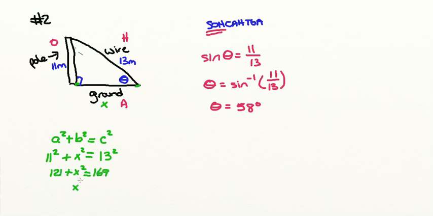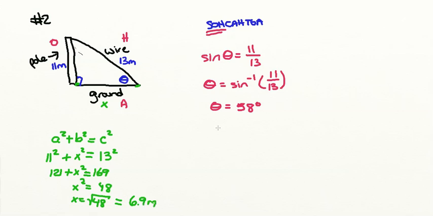Subtract 121 from both sides. X squared equals 48. X equals the root of 48. And we want the answer to 0.1 meters. So we can use our calculator for this one, and you get 6.9 meters.